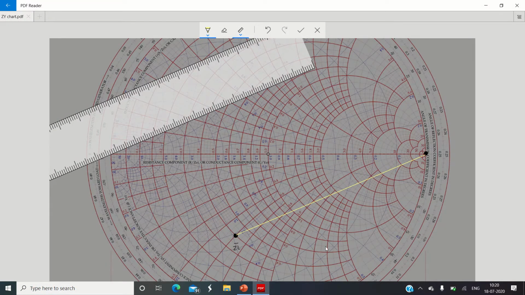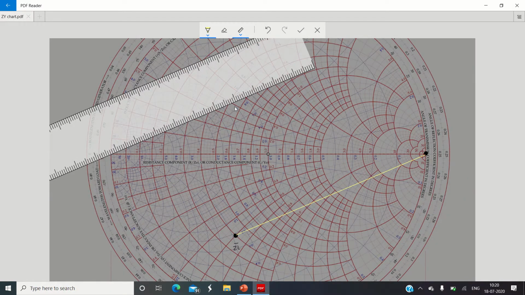Once you get a chord of the circle, you can find the center point. How? You can divide this chord exactly at the midway and extend that perpendicular bisector to the real axis over here. You will get an intersection. Wherever it intersects the real axis, that is the position of the center of the circle.